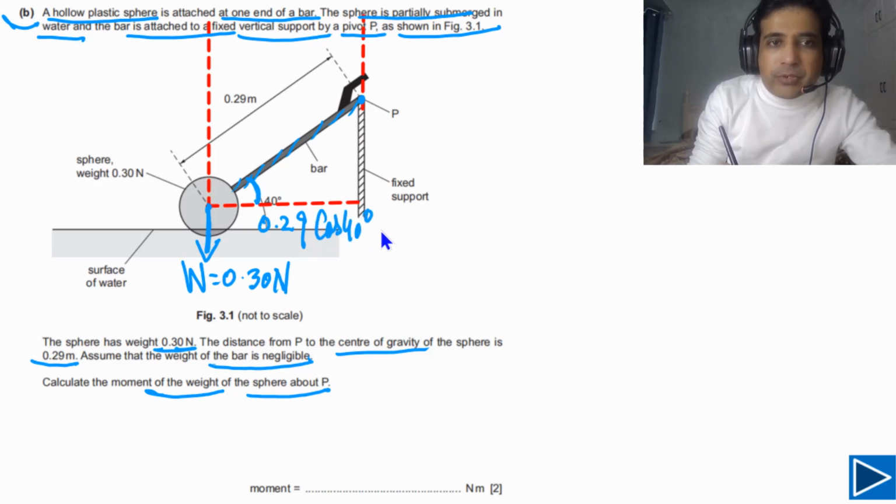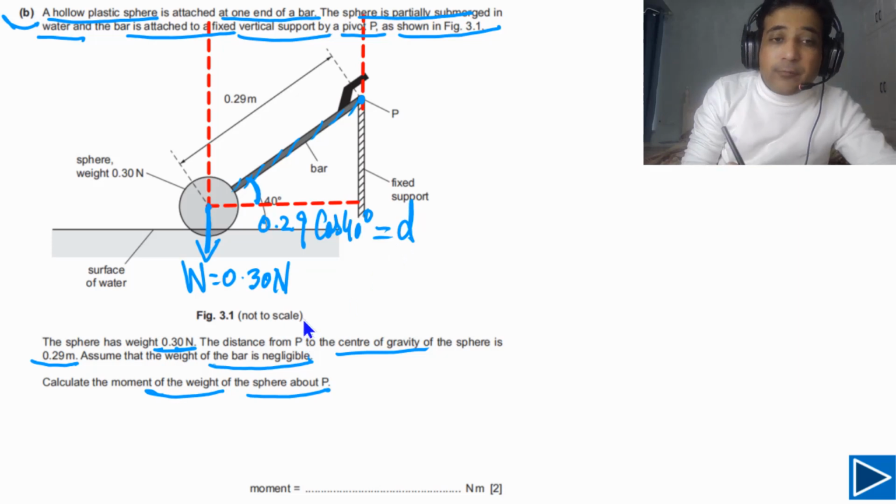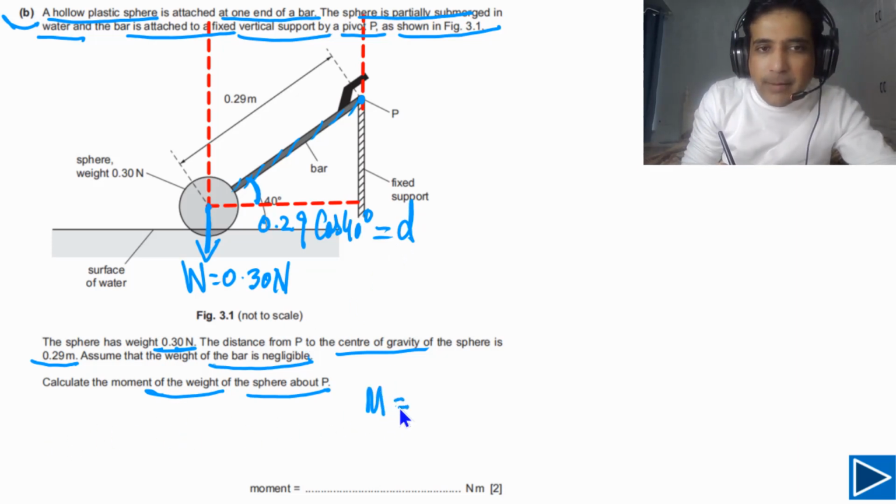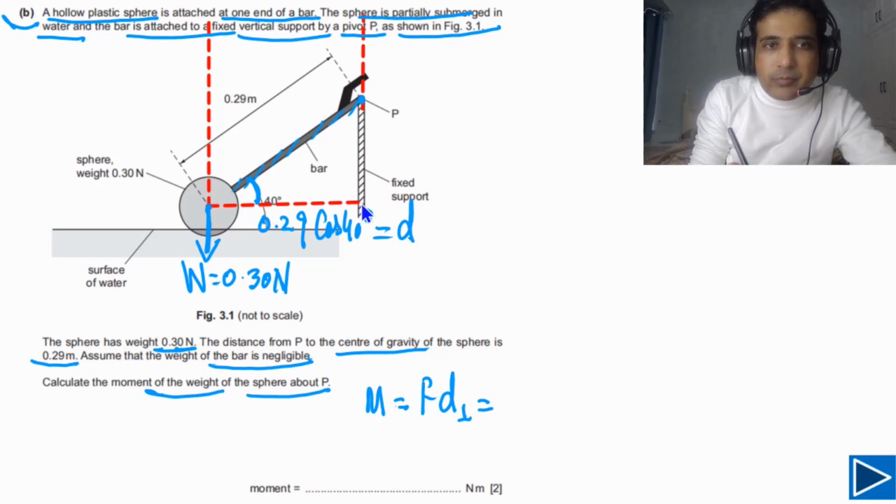So we have the value of the distance, and the force is given. We can say in this case the moment M will be equal to force times perpendicular distance. The force in this case is the weight, and the perpendicular distance from the pivot is given, that is equal to this much.